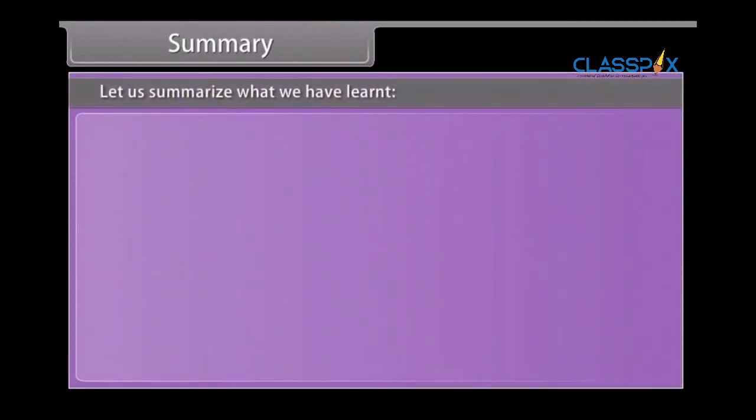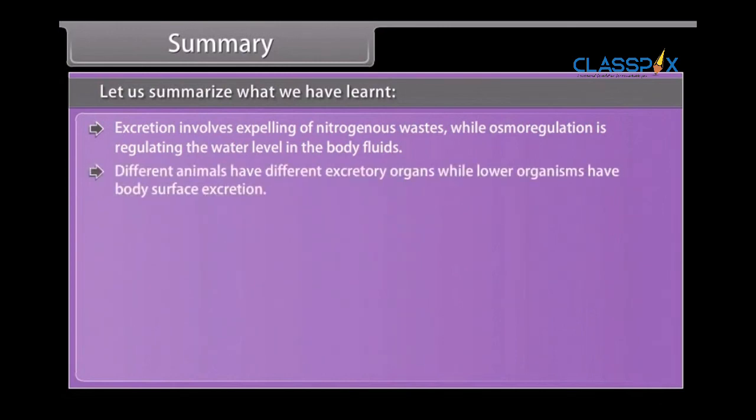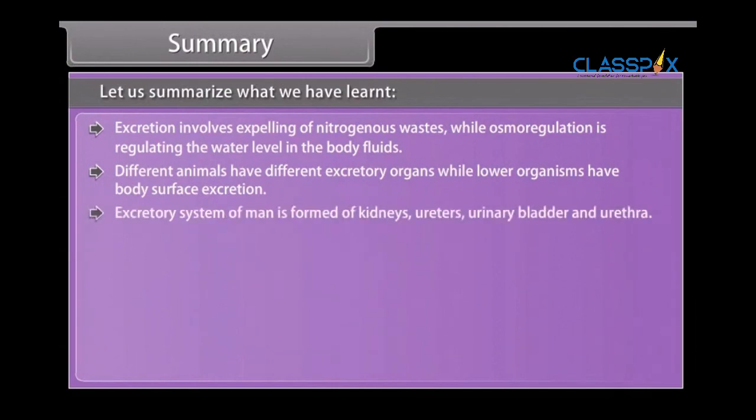Summary. Let us summarize what we have learned. Excretion involves expelling of nitrogenous wastes, while osmoregulation is regulating the water level in the body fluids. Different animals have different excretory organs, while lower organisms have body surface excretion. The excretory system of man is formed of kidneys, ureters, urinary bladder and urethra.